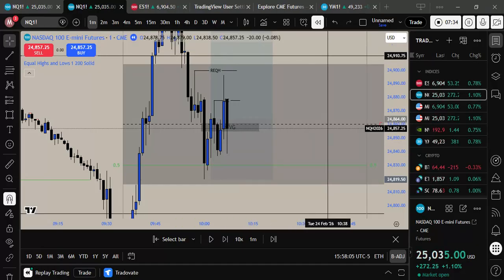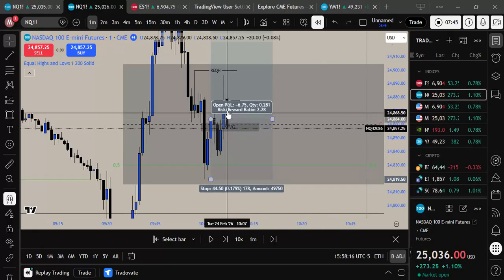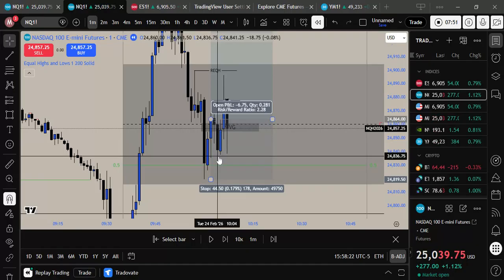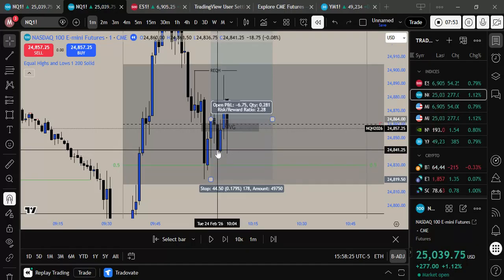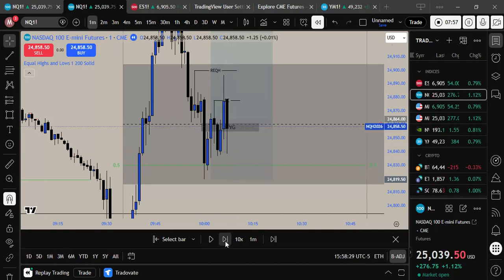Bro, guys, you have no idea. I got break even, but I was so confident in the drawn liquidity. I was so confident, bro. So what happened was I took a re-entry around here, and my stop loss, instead of being down here, was below the body. So I got stopped out by like a tick.